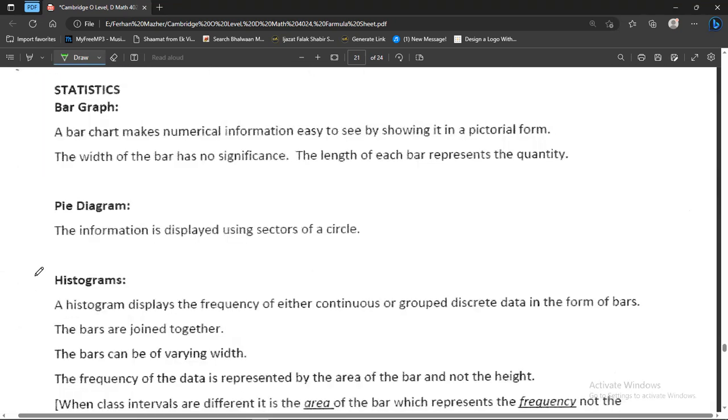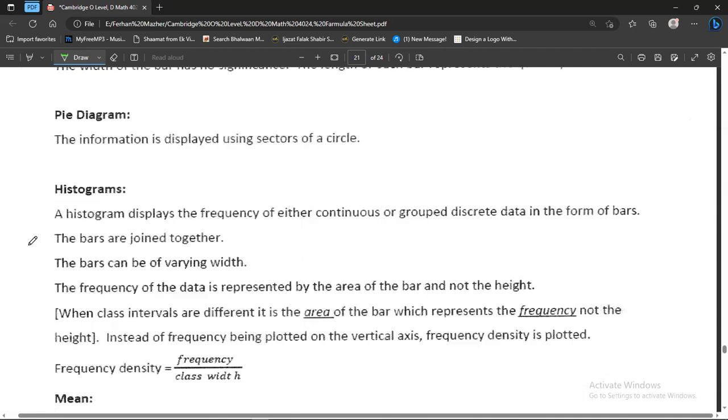Okay, statistics. The bar graph: a bar chart makes numerical information easy to see by showing it in a pictorial form. The width of the bar has no significance. The length of each bar represents the quantity.